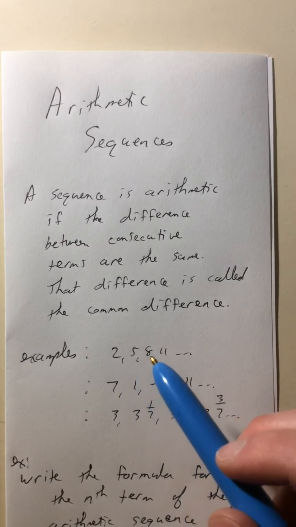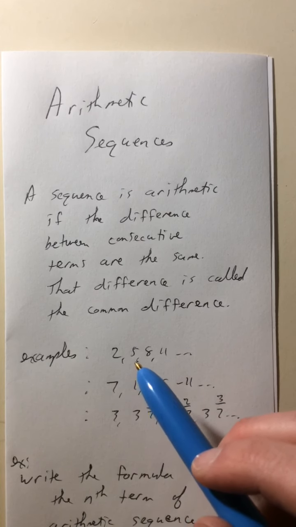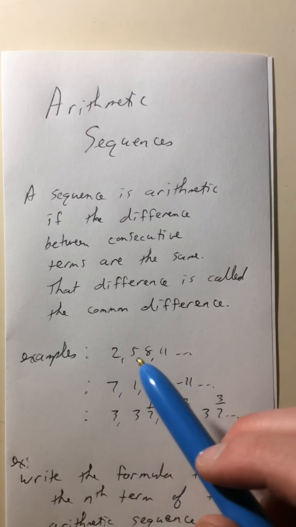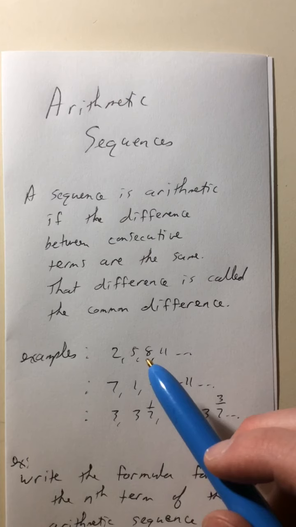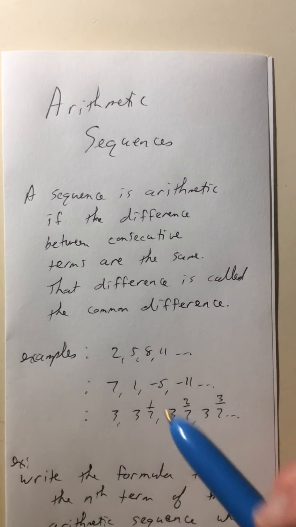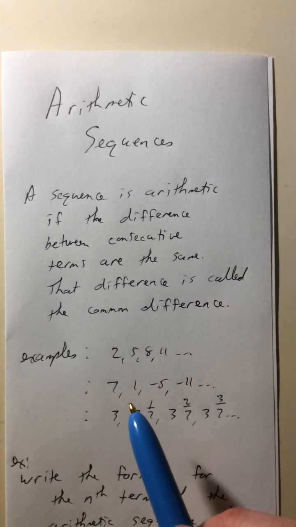So 2, 5, 8, 11. Well, let's see what the difference is. 5 minus 2, 3. 8 minus 5, 3. 11 minus 8, 3. The difference is always 3. Arithmetic sequence.